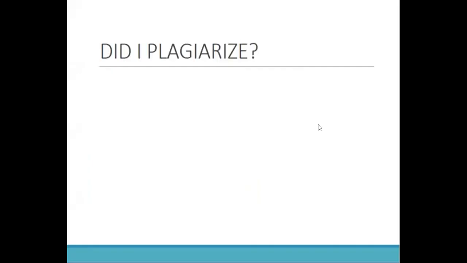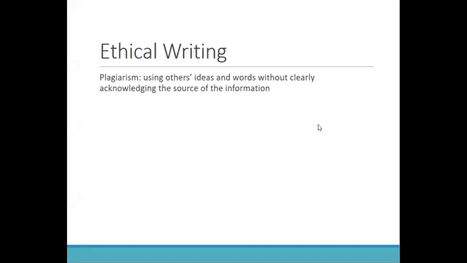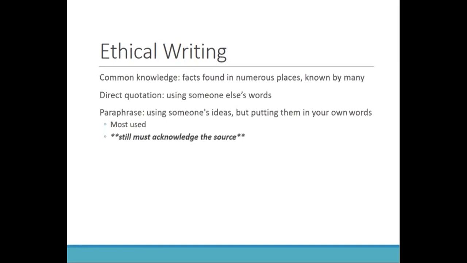Okay, so back to our PowerPoint here. Ethical writing, when we say ethical writing, we're talking about plagiarism. So plagiarism is using other people's ideas and words without clearly acknowledging the source of information. Now, in college, a lot of what you're doing is engaging with other people's ideas through texts and literature and discussion, incorporating them into your own writing. And so it's really important that we give credit where credit is due. So when we talk about ethical writing, we're talking about how we give credit to other people for their ideas. And plagiarism is basically not giving people credit for their ideas.